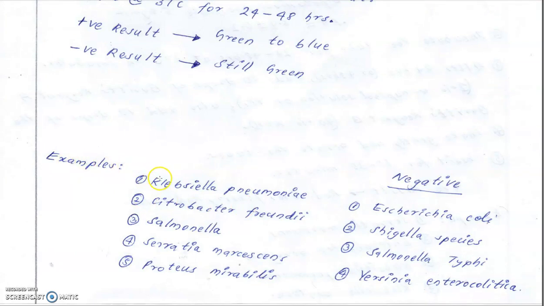So the citrate positive bacteria are Klebsiella pneumoniae, Citrobacter freundii, Salmonella, Serratia marcescens, and Proteus mirabilis. And the negative bacteria are Escherichia coli, Shigella species, Salmonella typhi, and Yersinia enterocolitica. Actually, whenever we write the name of any bacteria, we have to underline the genus and species separately.